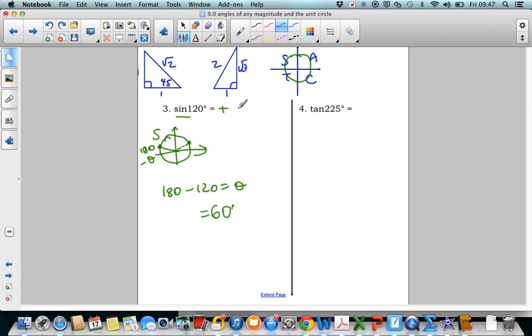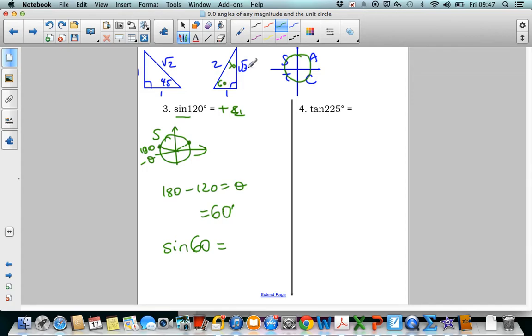So that means that sine 120 is the same as sine 60. Good idea to write that down, because now the question has just suddenly become a lot easier. So now it's like the first question that we did. We need to work out what sine 60 is.